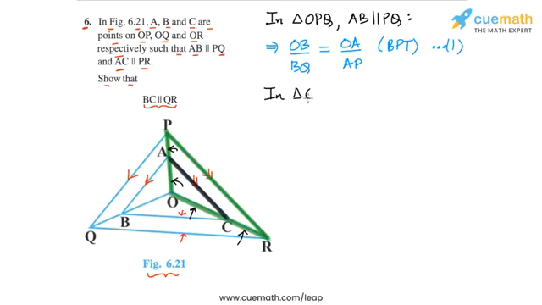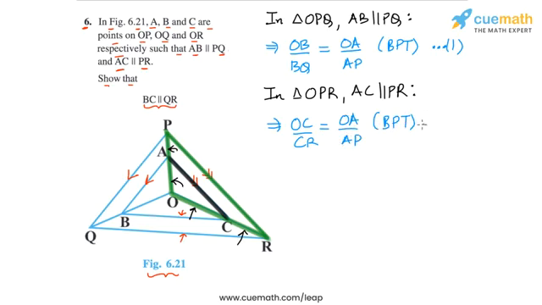So in triangle OPR, AC is parallel to PR, and therefore we can apply the BPT. So doing that will give us OC by CR equal to OA by AP. Once again, this is using the BPT, and let's call this equation 2.